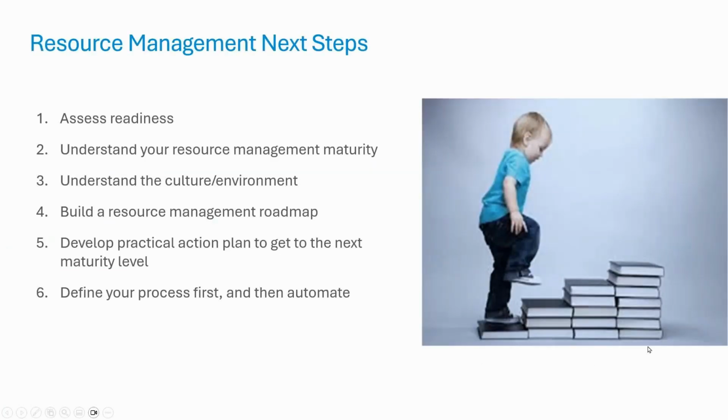So with that, let's go to a summary and next steps. I think next steps is, and I think it's important when I talked about the resource capabilities, that you should assess your readiness and be honest with yourself about where you're at and understand your resource management maturity and understand your culture and your environment and your willingness to do some of these things. And build a resource management roadmap that's realistic, and then develop a practical action plan to get to the next maturity level. If we're not doing it today, let's take, as the picture says, baby steps and define your process first, and then let's automate it within a tool like OnePlan.